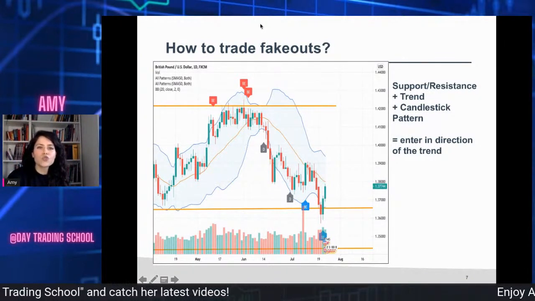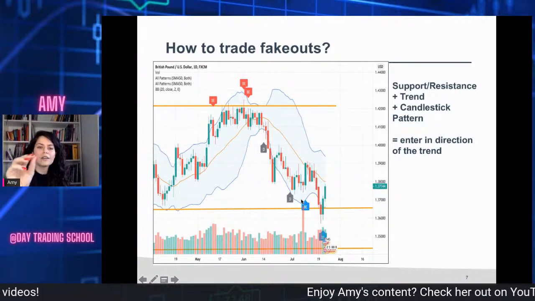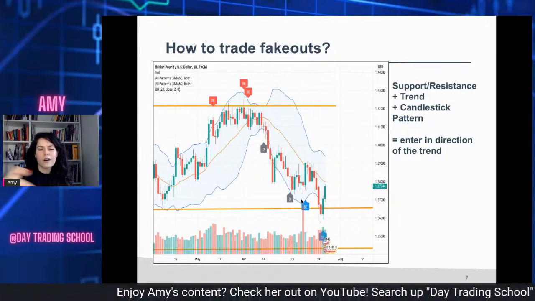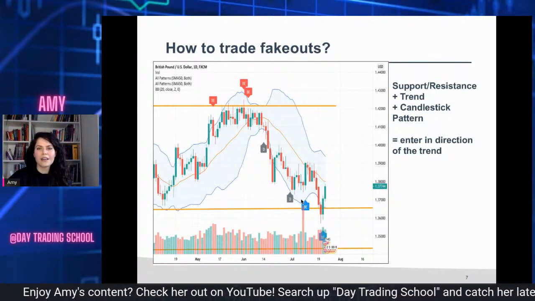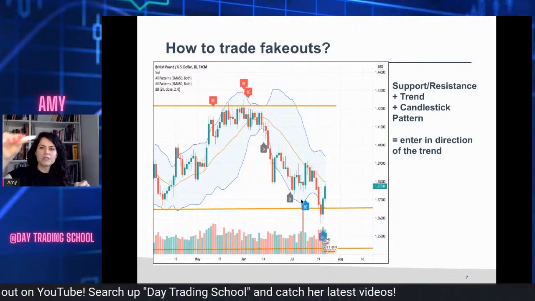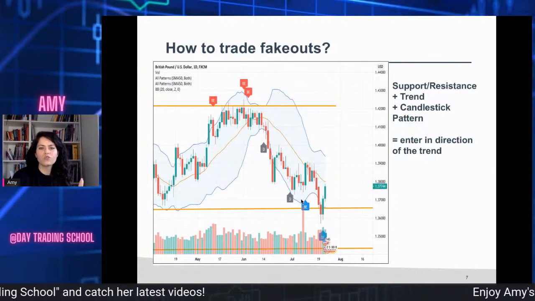Now, how do you trade fake outs? How do you trade such a scenario? It's very simple, as I have already mentioned in today's lesson. Look, find a reliable support and resistance zone, plus bear in mind what the overall trend is.